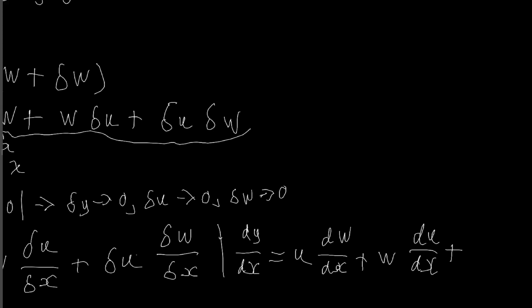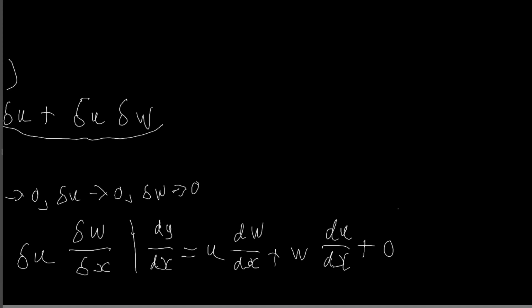Or you can simply consider this as delta of one function multiplied by the derivative of the other function, so you could consider this as being delta u times dw over dx. But what happens to delta u as x approaches 0? Delta u approaches 0 as well, so we end up with 0 multiplied by dw over dx, and 0 multiplied by anything is just 0. So this cancels out regardless.